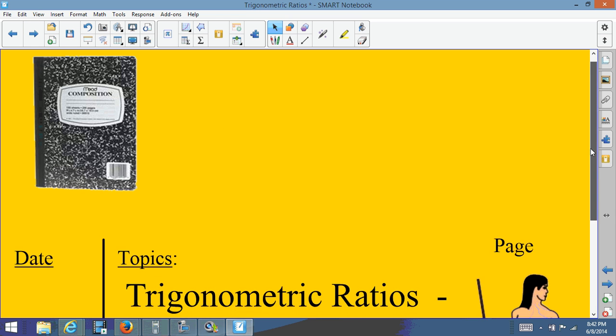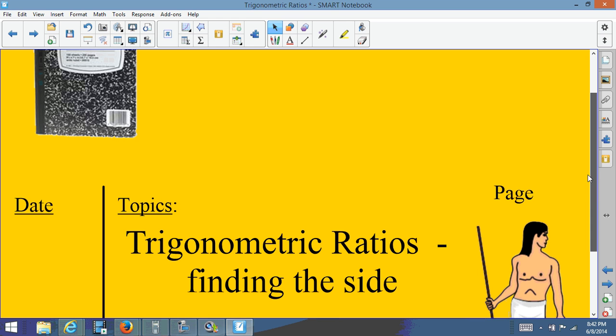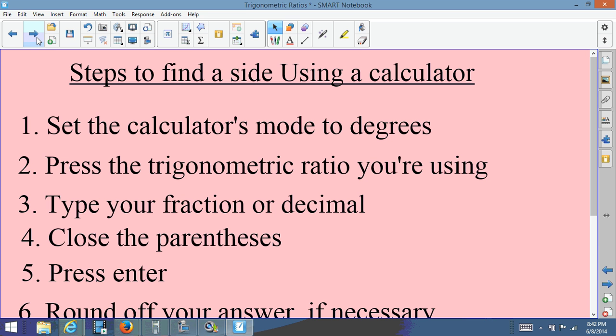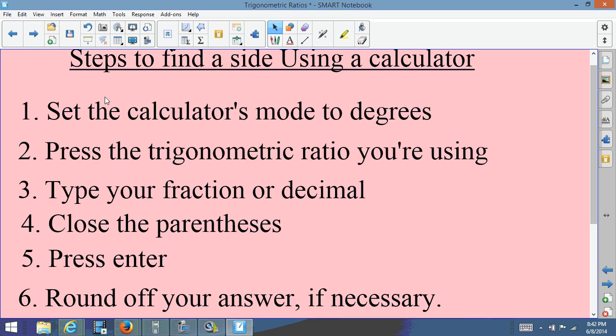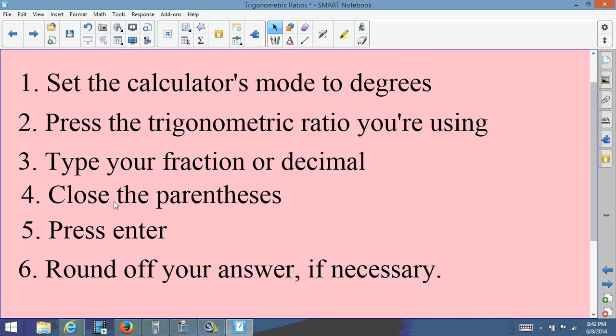So our topic today is trigonometric ratios, finding the side. So we're finally going to find the side where the horse is being sought after by the lion. So, steps to find the side by using a calculator. Step 1, set the calculator's mode to degrees. Step 2, press the trigonometric ratio you're using. Step 3, type your fraction or decimal. Step 4, close the parenthesis. Step 5, press enter. Step 6, round off your answer if necessary.